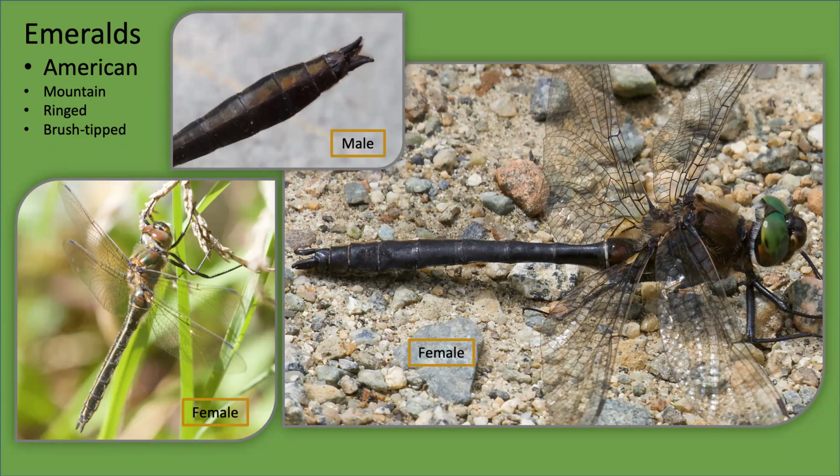So the more common emeralds, and the emeralds get their name from their face and their eyes. They are a brilliant green. After you've watched enough of them, they also have quite a unique flight posture of their abdomen. They tend to curve it a little bit, which most of the others don't. So this is one of our more common emeralds, and you can see it's got the ring at the base of the abdomen here. So that's a good one to look for.